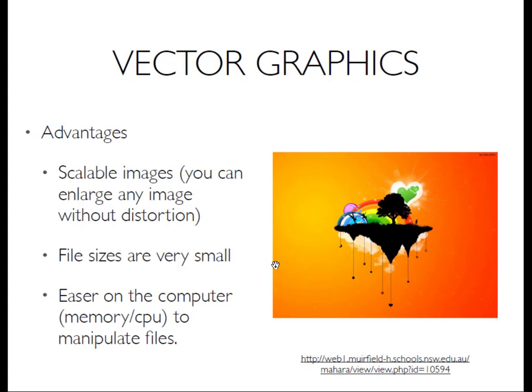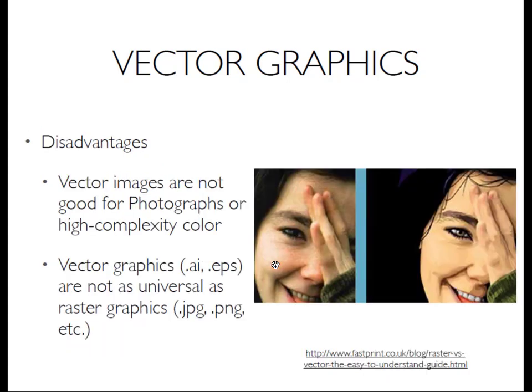Okay, so those are some of the advantages of vector graphics: scalable images, small file sizes, and easier on your computer. So what are some of the disadvantages? The most important and largest disadvantage of vector graphics is the opposite of the advantage of raster graphics: it is really hard to have very complex photographs as a vector image. When I say that, I don't necessarily mean bringing a raster image into a vector file. That's no problem. It's not going to make any difference. But I'll actually show you today how to turn a raster graphic into a vector graphic using Illustrator. It is a very powerful tool to do that.